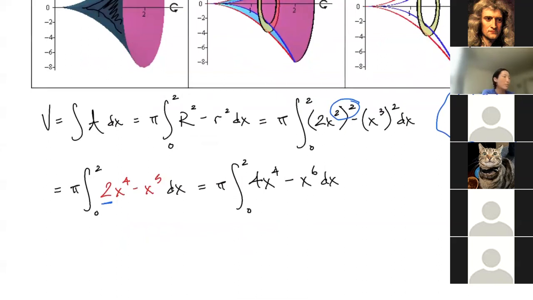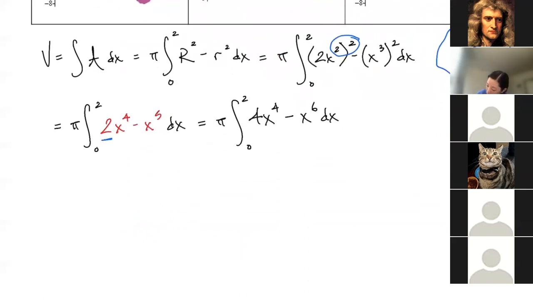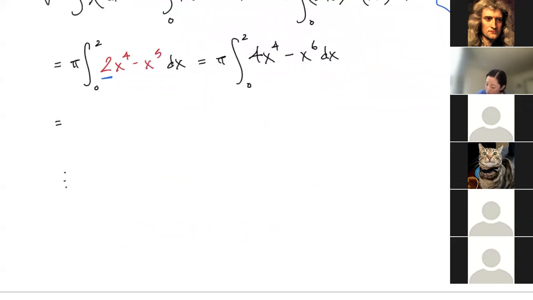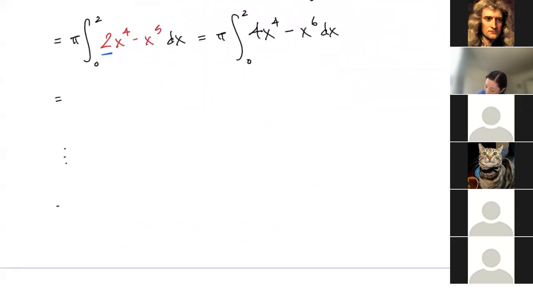Once you have that, your integrals should be power rule, and then plug in your number. Okay. So I will leave you to find your antiderivative, plug in your bounds, and at the end, you should end up with 256 pi over 35.